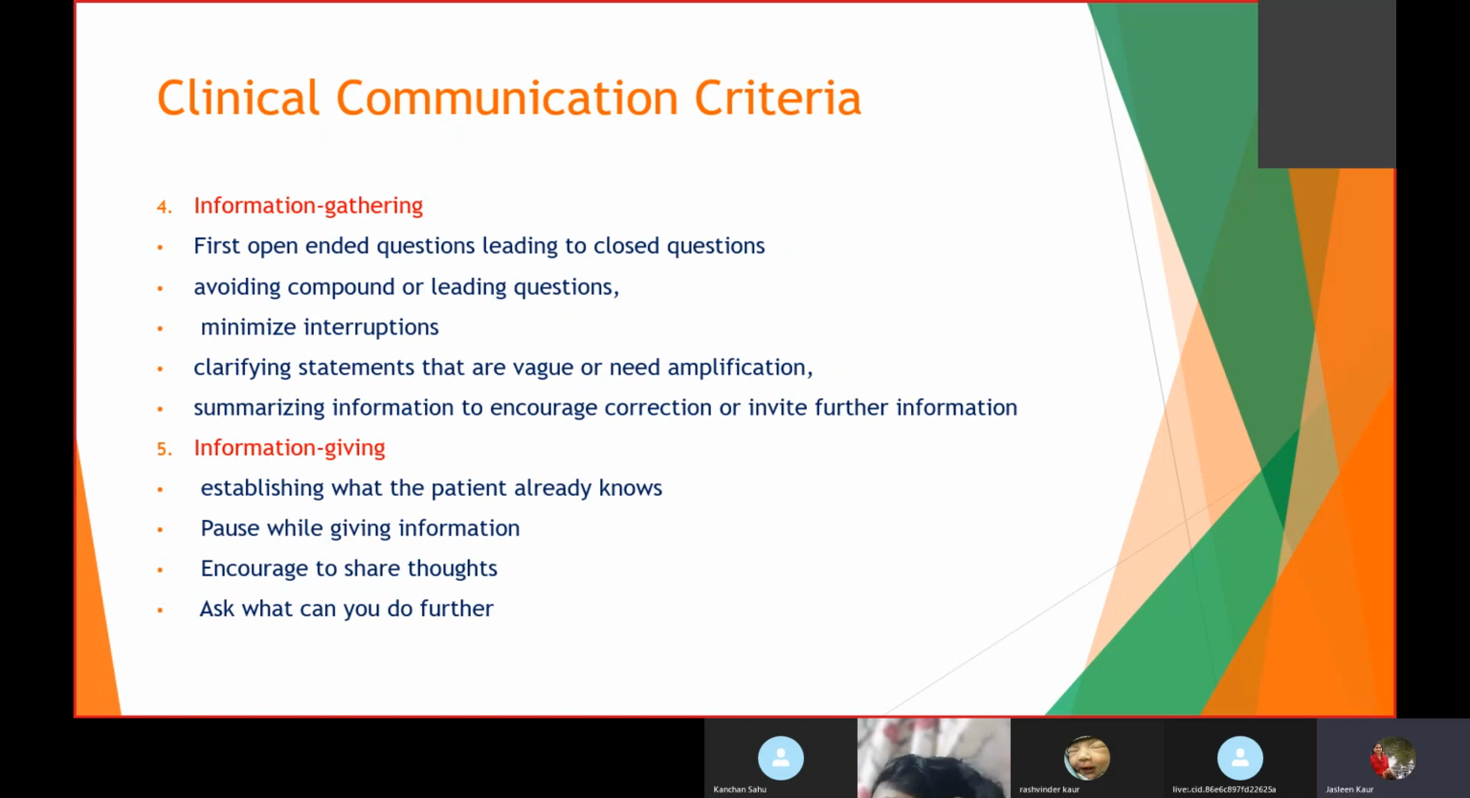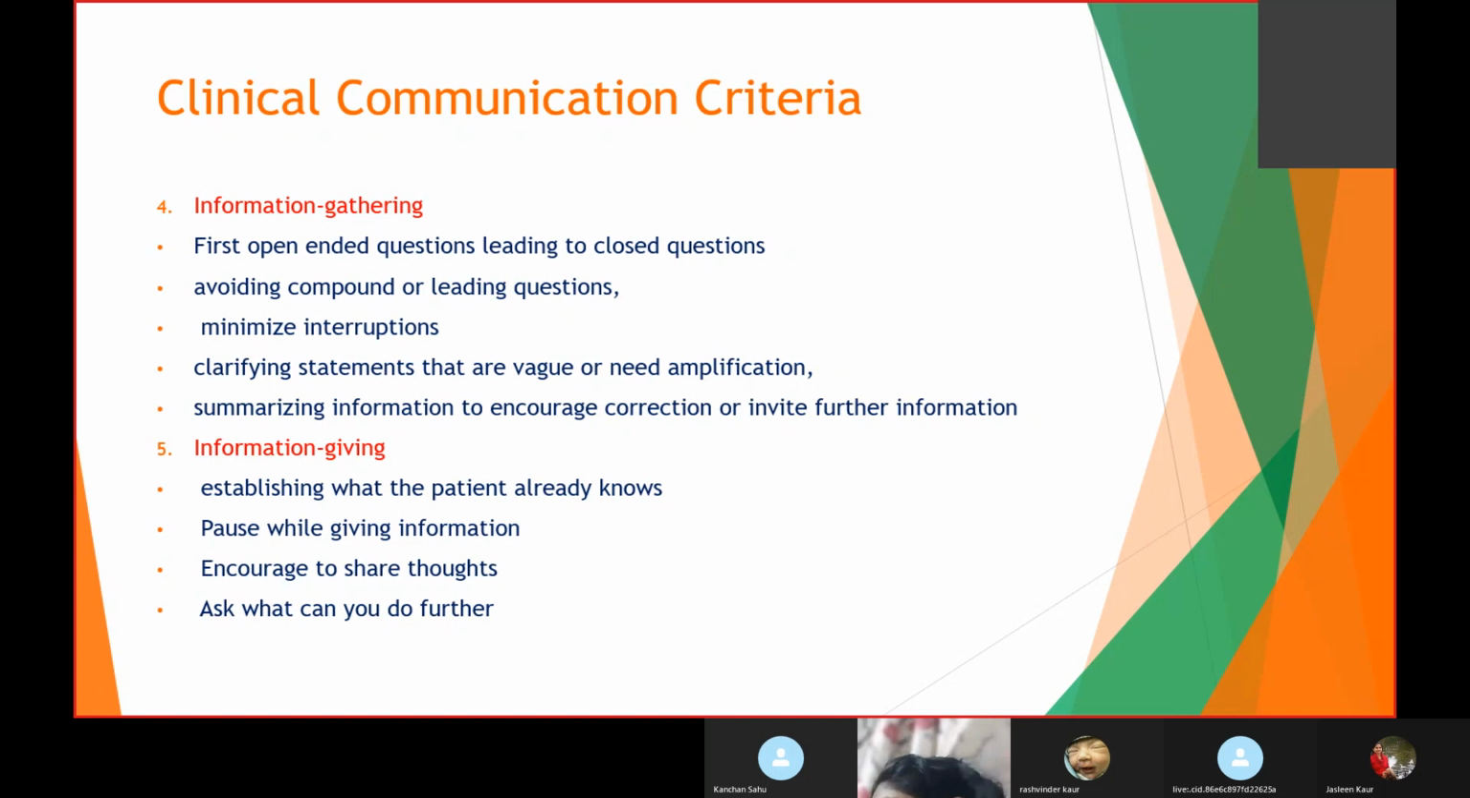Yeah, so that is called, this is the point. Based on that, if you use all these steps, then definitely you'll get again 30 score. Now, the last is information giving. How do you give the information to the patient? There is also a way to do that.